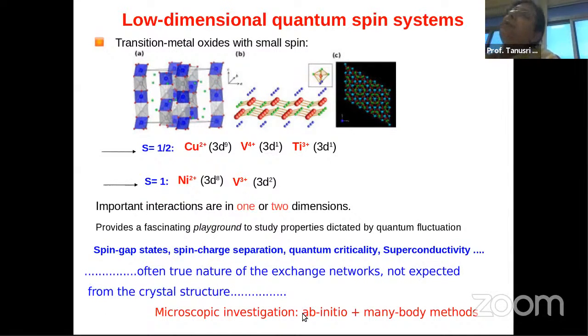What is important for us is often the true nature of this exchange network, that means what are the dominant magnetic exchanges, which magnetic exchange paths are there. That is not just what you expect by looking at the crystal structure. So this calls for a microscopic investigation by coupling ab initio and many-body methods.